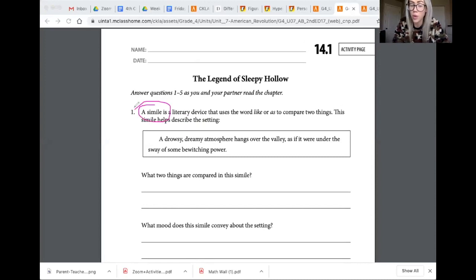So on number 1, okay? Number 1 is a simile. We know, and we've practiced this plenty of times this year, that a simile uses like or as to compare two things, okay? So I'm going to show you what a simile is in this fun little video. You ready?